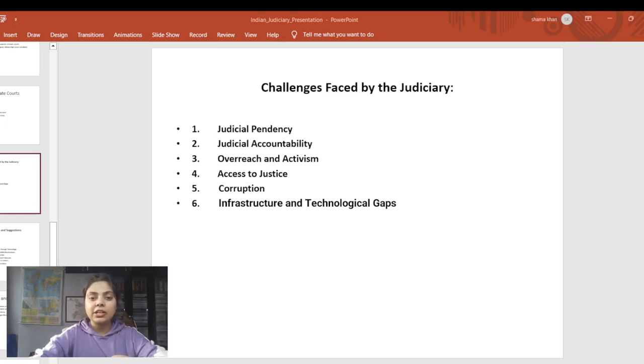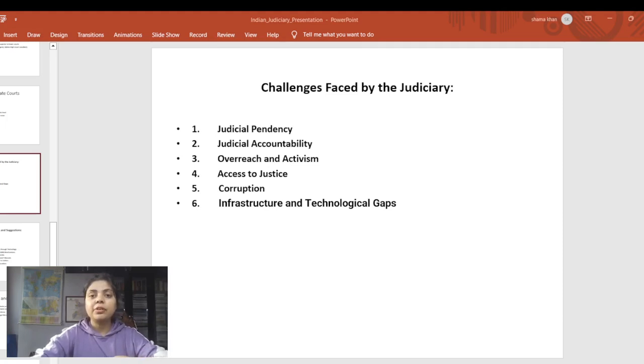Next we can see judicial accountability: the transparency in the Collegium system and the accountability of judges is a matter of concern. The third point is overreach and activism. Time and again we have seen judgments of the judiciary that try to cross its boundary and go into the domain of the legislature and executive in order to maintain justice, which can also be seen as activism. This judicial activism blurs the line between judiciary and legislature, and raises concern about judicial overreach.